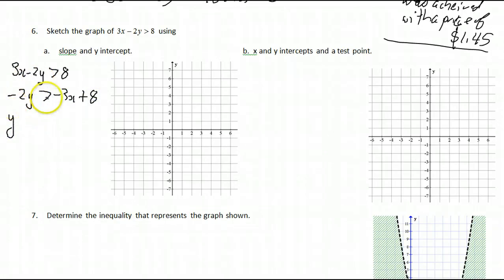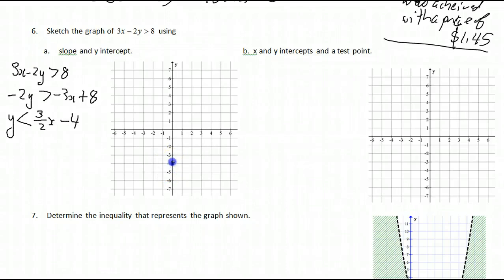Y, divide by negative 2. When we divide an inequality by a negative, we must flip the inequality. Divide by negative 2, this will be 3/2 x. 8 divided by negative 2 is 4. So the line we're looking for is 3/2 x minus 4.